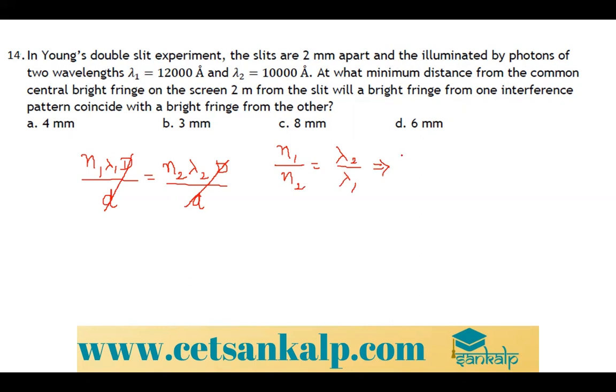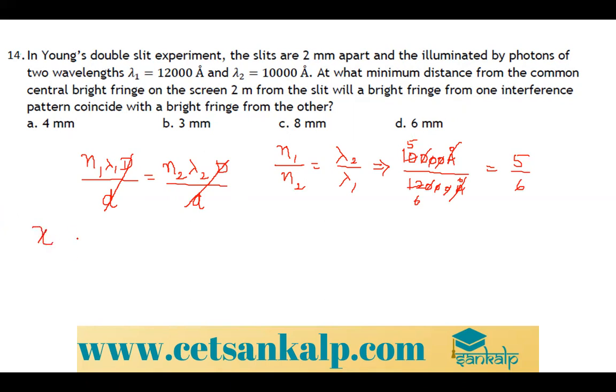So what is your lambda 2? It is 10,000 Angstrom divided by 12,000 Angstrom. So Angstrom, the zeros, everything gets cancelled. It is 6 by 5, so it is 5 by 6. Right. So we have to find x.